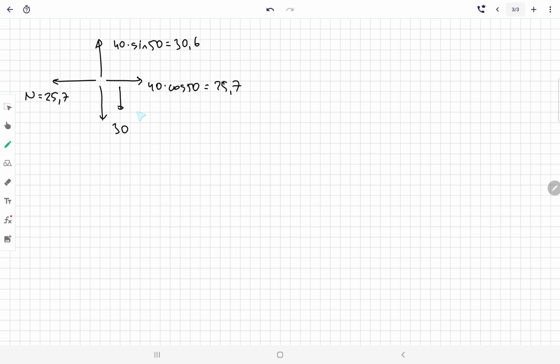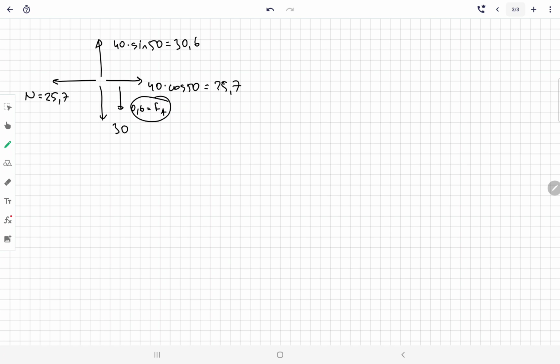Okay, let me create a new page. So let's check. Upward we have P times sine 50, which is 40 times sine 50, and this will be equal to 30.6 approximately. Downward we have weight mg, which is 30 approximately. In this direction we have P times cosine 50, which is 25.7 approximately. To the left we have reaction force, which should also be equal to 25.7 newtons. And it should be at rest. It means friction force is downward, and it should be equal to 0.6.